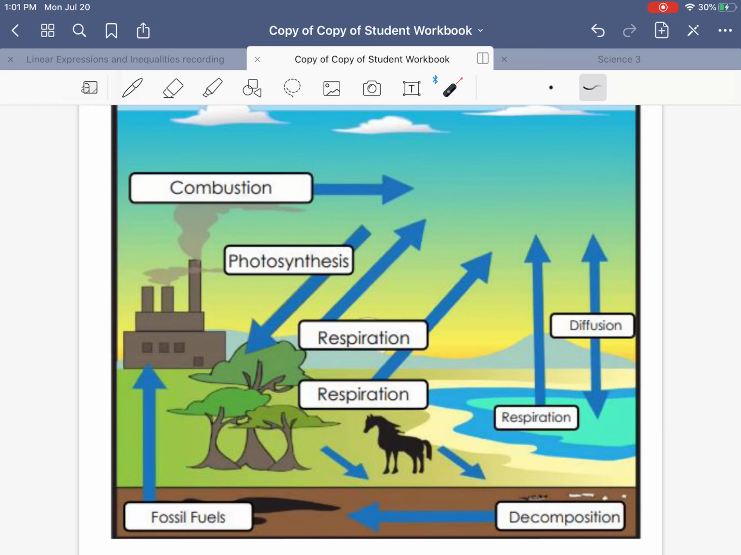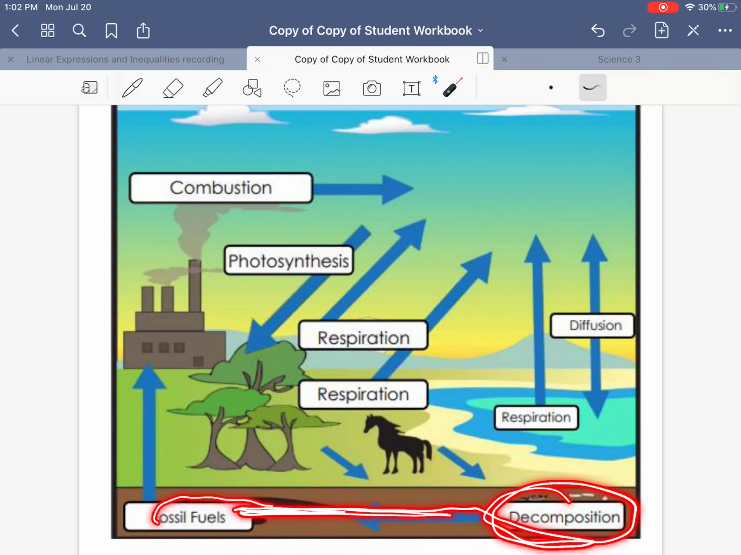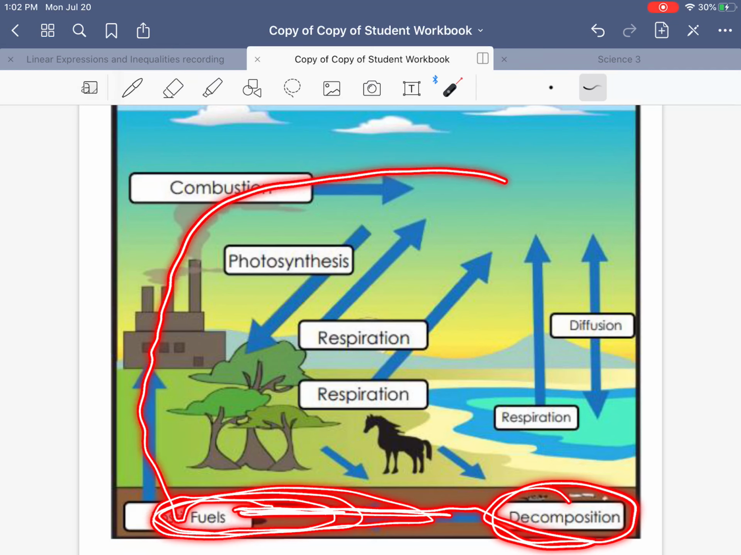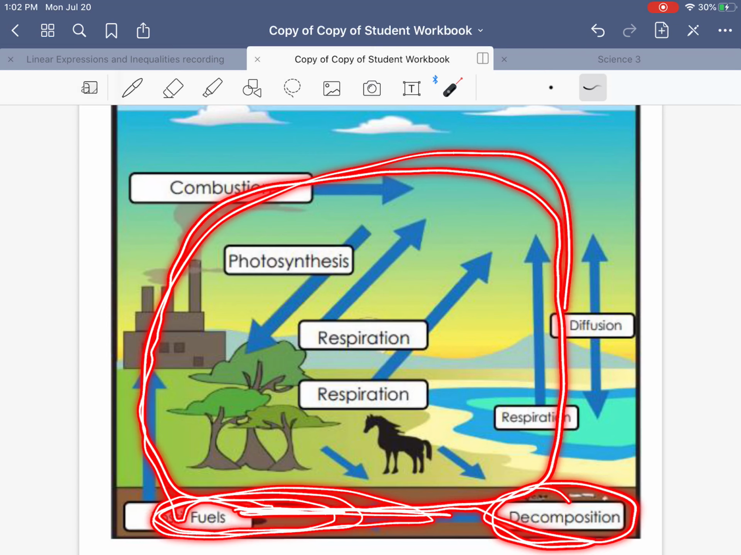Remember though that trees die, horses die, all living things die. And so when they die, they're putting remains into the ground to decompose. And that's where this process comes into play. So if you imagine all the dinosaurs that died and they decomposed into fossil fuels. They decomposed into this oil and natural gas that we use to fuel our factories. So you see how this process is cyclical. It follows a pattern, a circular pattern.